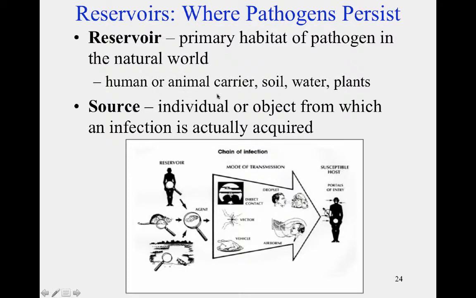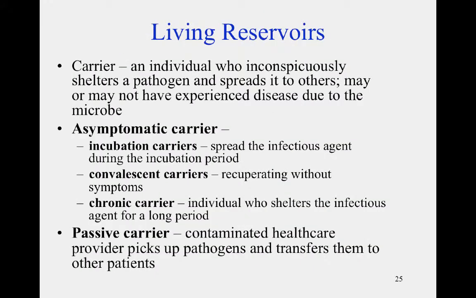And then this term source is an individual or object from which an infection is actually acquired. So here's the little chain of infection: from a reservoir, which could be a human or an animal or even a non-living reservoir, and then we have the mode of transmission through direct contact, a vector, which would be an insect, food, or airborne droplet, to a susceptible host, and then it enters through the portal of entry. And then we cycle through all those steps that we just talked about, the 4 stages of disease, right?